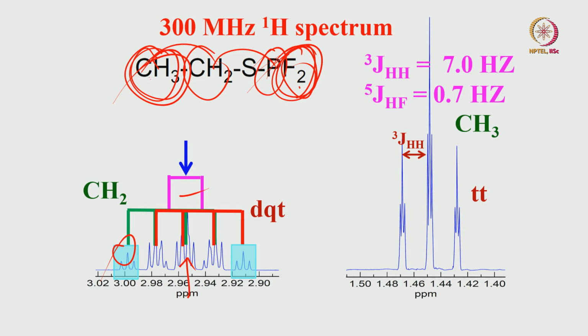Simple molecule. Okay, I am looking at the proton NMR, but still I am able to get the couplings. I am able to measure heteronuclear couplings in this. So heteronuclear couplings are reflected in the spectrum.